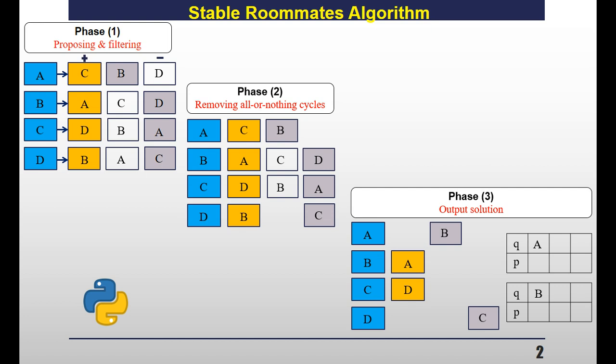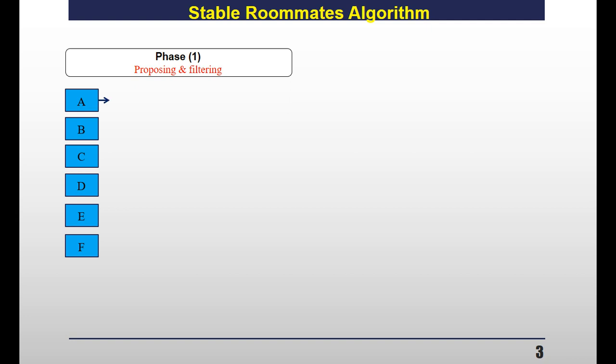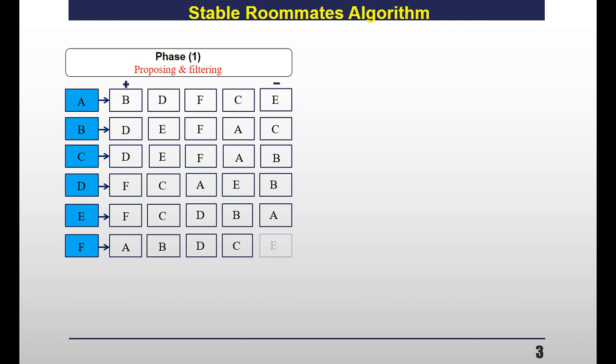So the stable roommates algorithm is an efficient algorithm to solve the matching between users. Next example, suppose we have A, B, C, D, E, and F as our players. So A makes his preference list. A chooses B, then D, F, C, and E, where B represents the most preferred one and E the least preferred one. So on for the others, who make their preference lists.